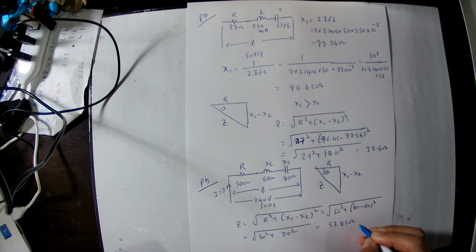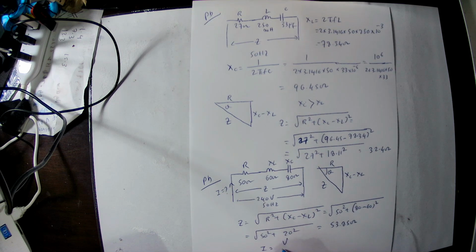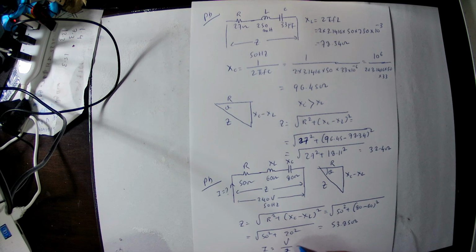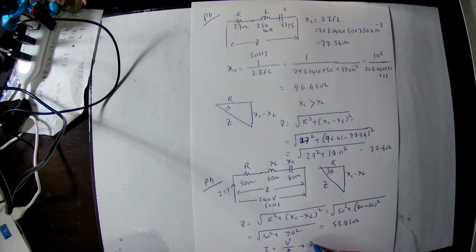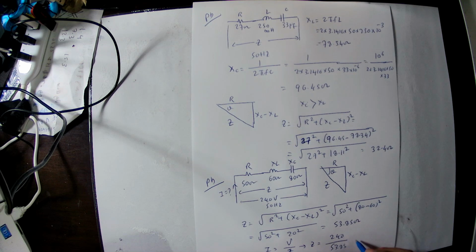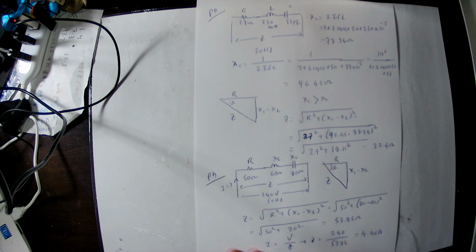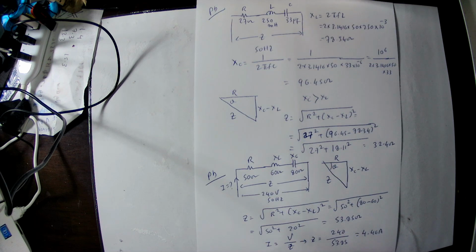Now, with the impedance, the current can be calculated. Current equals V by Z. In this case, voltage is 240 volt, impedance Z is 53.85. 240 by 53.85 gives 4.46 ampere. So this is the way we calculate the impedance Z, and the current is 4.46 ampere. We calculated that.